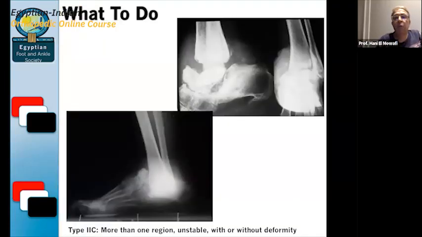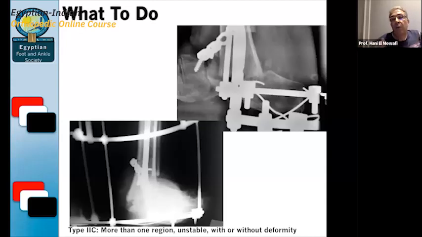Type 2: we said that it is more than one region, and if it is unstable, with or without deformity, it is not important, but it is unstable, so we have to fix it. We did what is called a triple attack. A triple attack means we make a retrograde nailing. We connect the anterior border of the tibia, the medial surface of the tibia.